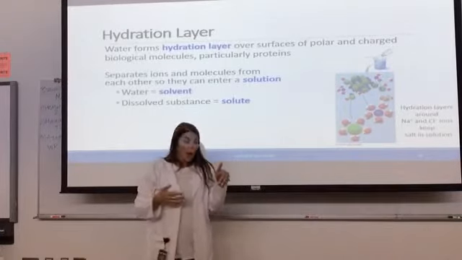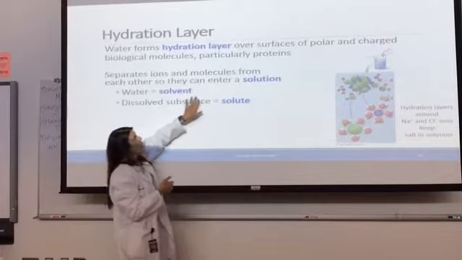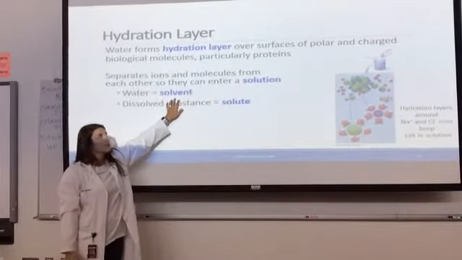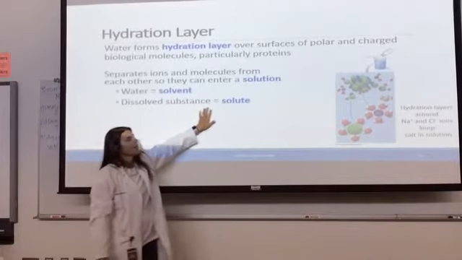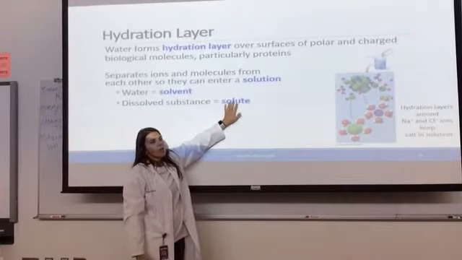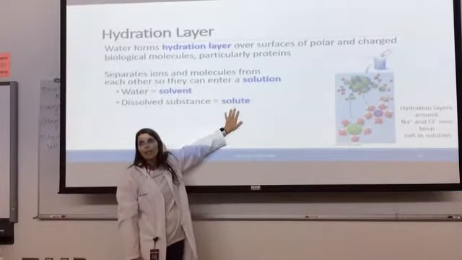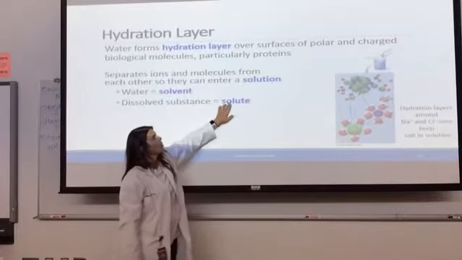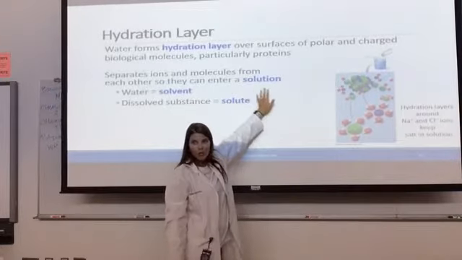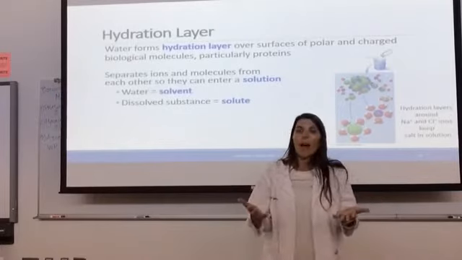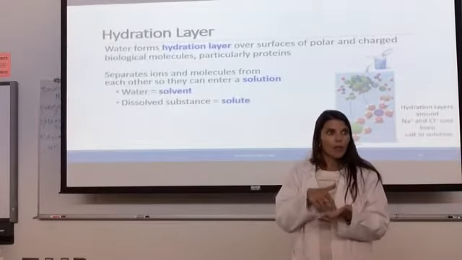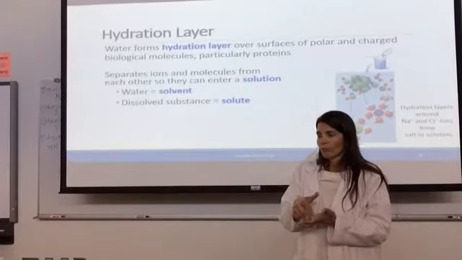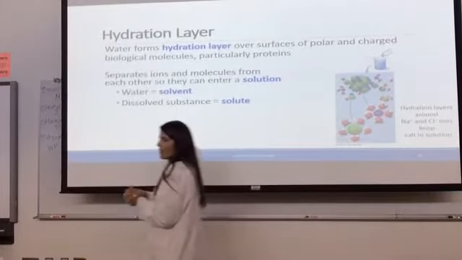When you were taught this, probably, you were taught that water is the universal solvent, which it is. So water is the solvent. Whatever it is that you're mixing, whether it be salt, sugar, Kool-Aid, lemonade, tea, that's your solute. And when you mix a solvent with solute, you create a solution. And that's by means of a hydration layer. So hydration layers occur as those molecules are dissolved. Does that make sense?